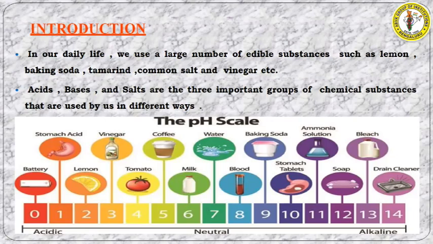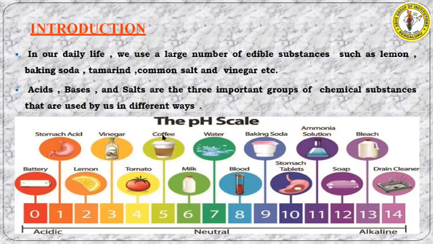Acids, bases and salts are the three important groups of chemical substances that are used by us in different ways. Yes or no? So these are the three substances. It may be an acid, it may be a base, it may be a salt. These are the important chemical substances that we use in our daily life.